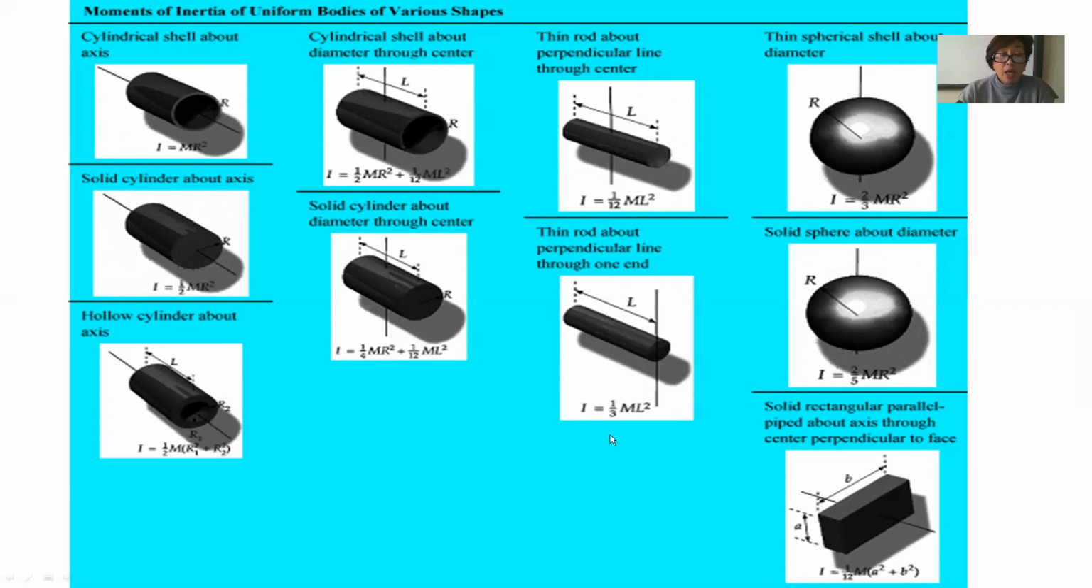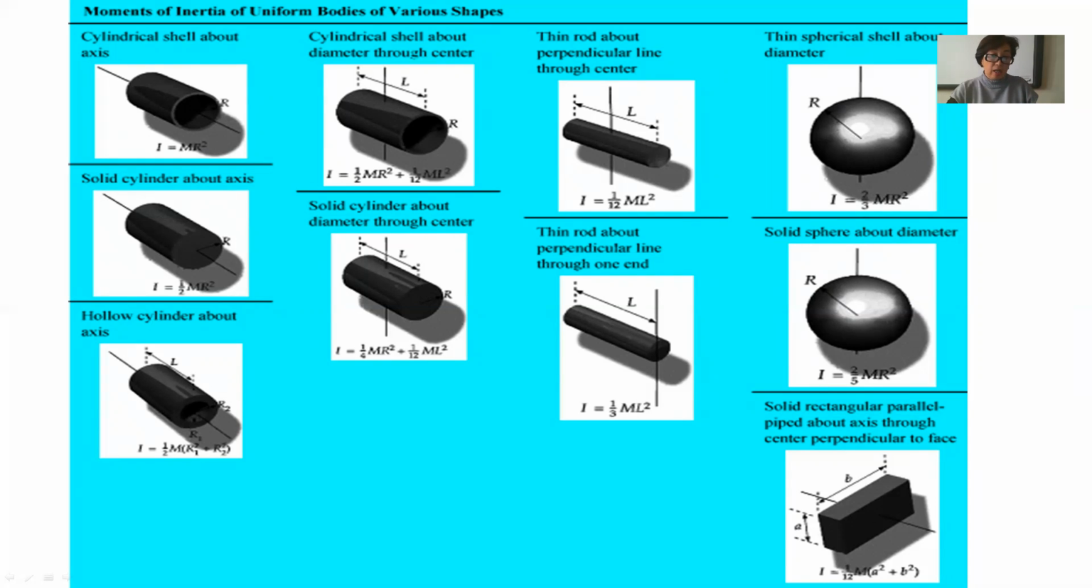Maybe the task uses a sphere, then a spherical shell about a diameter. For a spherical shell about the diameter, the formula of the moment of inertia is 2 divided by 3 MR squared. R is the radius of the sphere. For example, a solid sphere about the diameter has moment of inertia 2 divided by 5 MR squared.